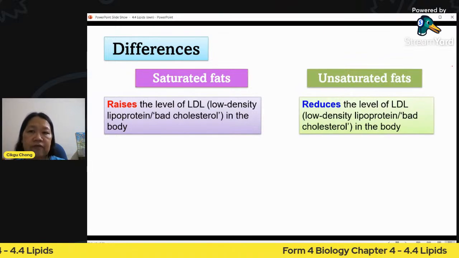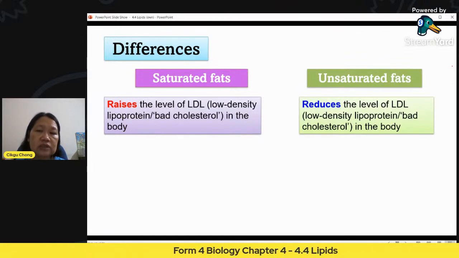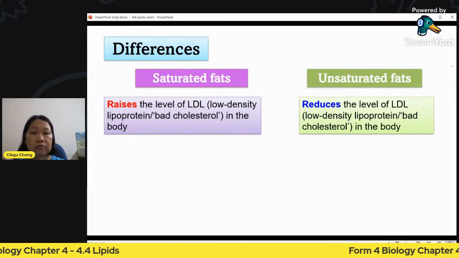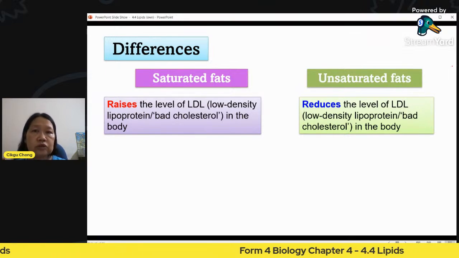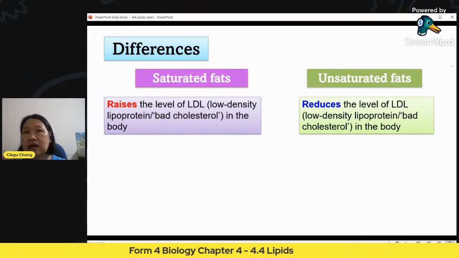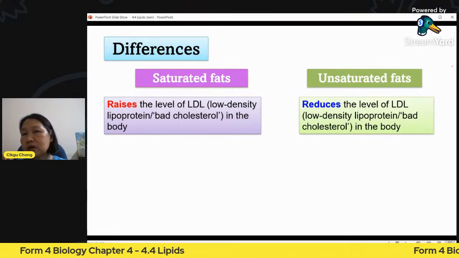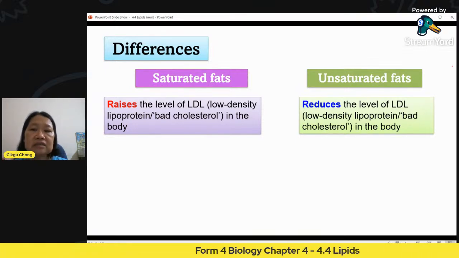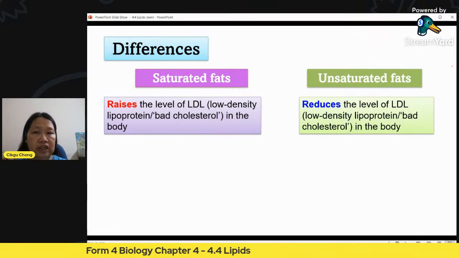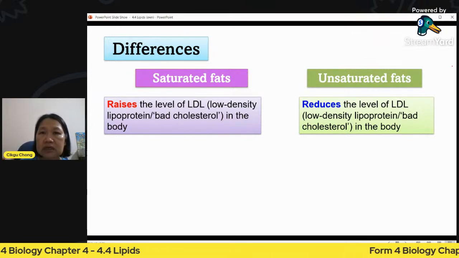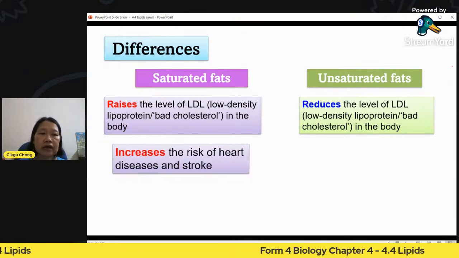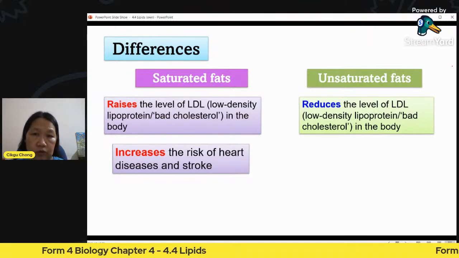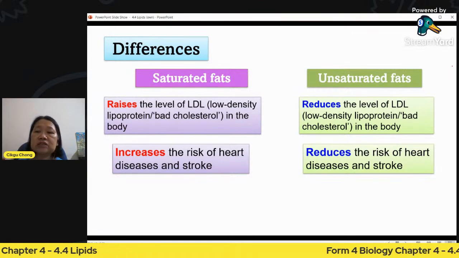Unsaturated fat, on the other hand, is known to reduce the level of LDL. That means it can lower the level of bad cholesterol in the body. That means it is better for your health. It's good fat. We can also say it increases the level of the good cholesterol, which is called HDL, high density lipoprotein. So HDL is the good cholesterol, LDL is the bad cholesterol. Therefore, saturated fat is not good for your body. It increases the risk of heart disease and stroke. Unsaturated fat reduces the risk of heart disease and stroke.